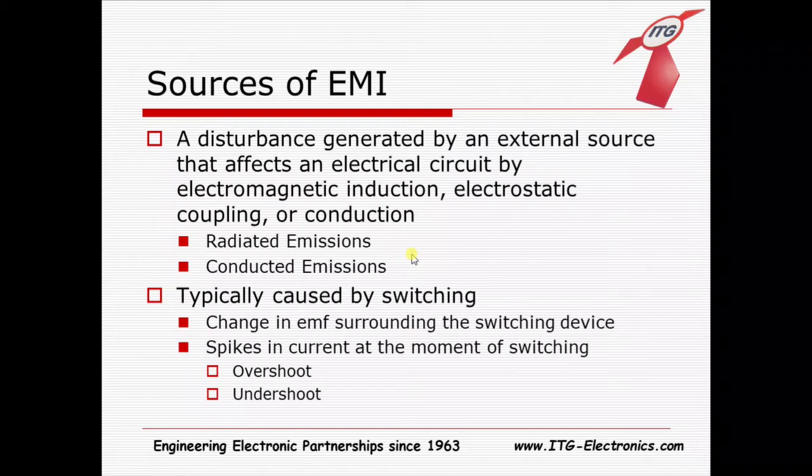So anytime you have switching in a device, even in very advanced switching devices, you'll have some EMF being changed by that switch. You'll get spikes in current at the moment of switching, whether it's switching on or switching off, and you'll get both what's called overshoot and undershoot to match the desired signal, on signal and off signal.